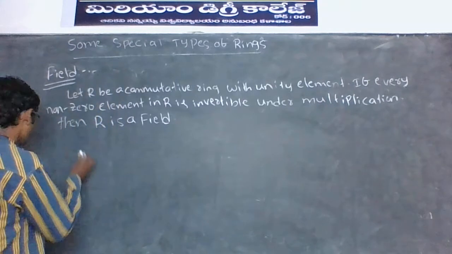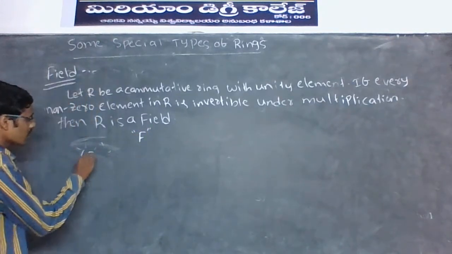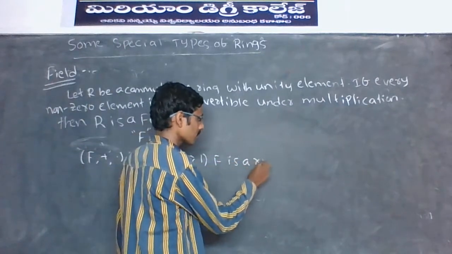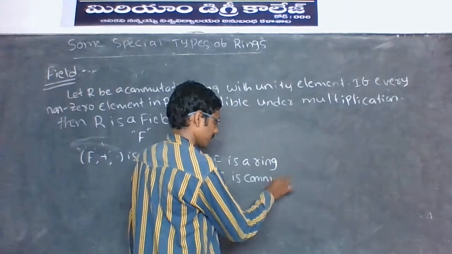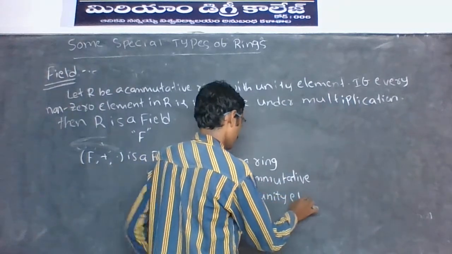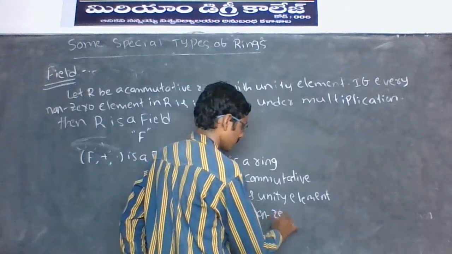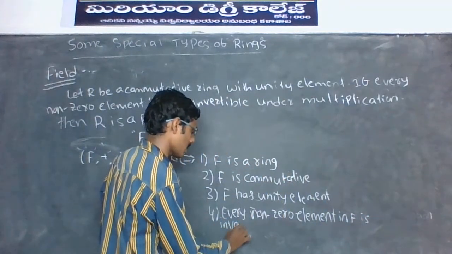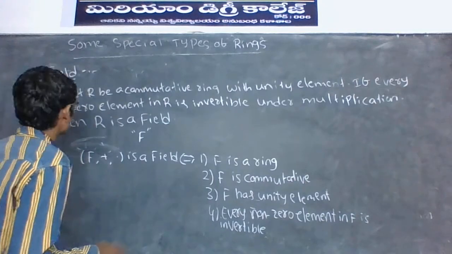In condition notation, it is usually denoted by F. F plus comma dot is a field if and only if, first, F is a ring; second, F is commutative; third, F has unity element; fourth, every non-zero element in F is invertible under multiplication. This is the definition of field.